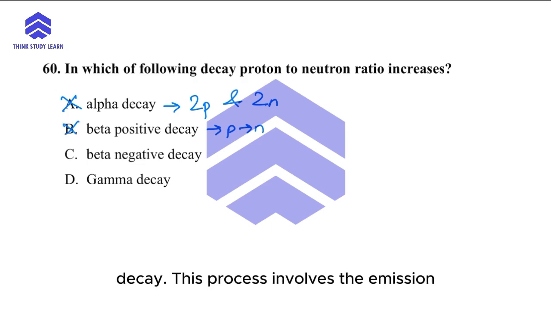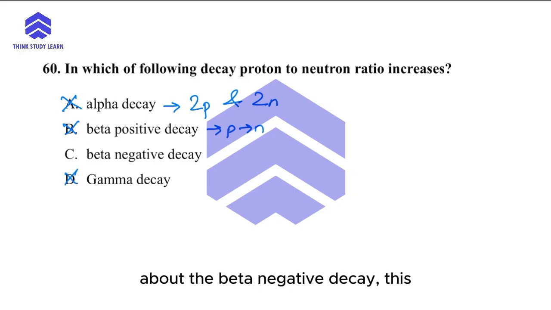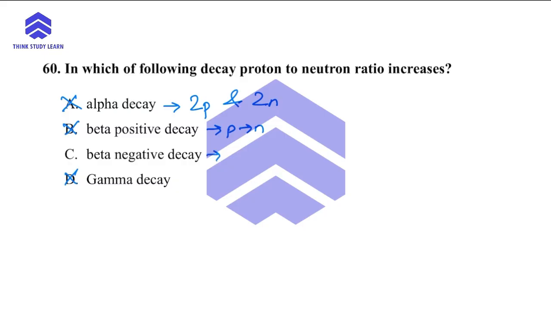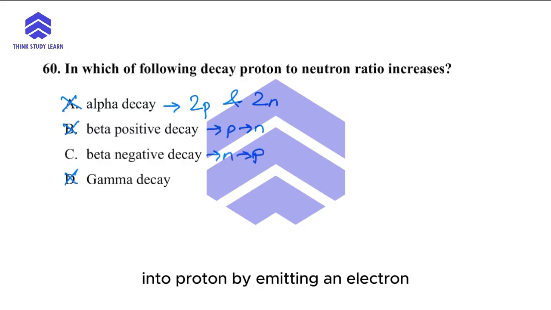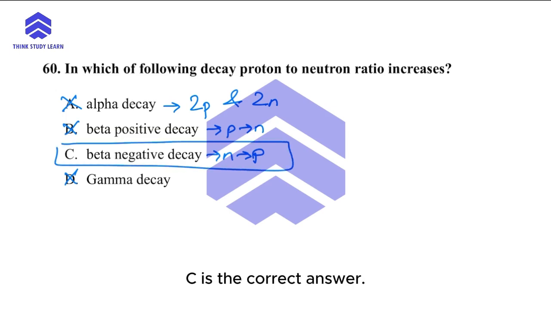Then we have the gamma decay. This process involves the emission of gamma rays and does not change the number of protons or neutrons in the nucleus. Hence, it does not affect the proton to neutron ratio. Talking about beta negative decay, this involves the conversion of a neutron into a proton by emitting an electron and an antineutrino. This increases the proton count, thus increasing the proton to neutron ratio. Hence, option C is the correct answer.